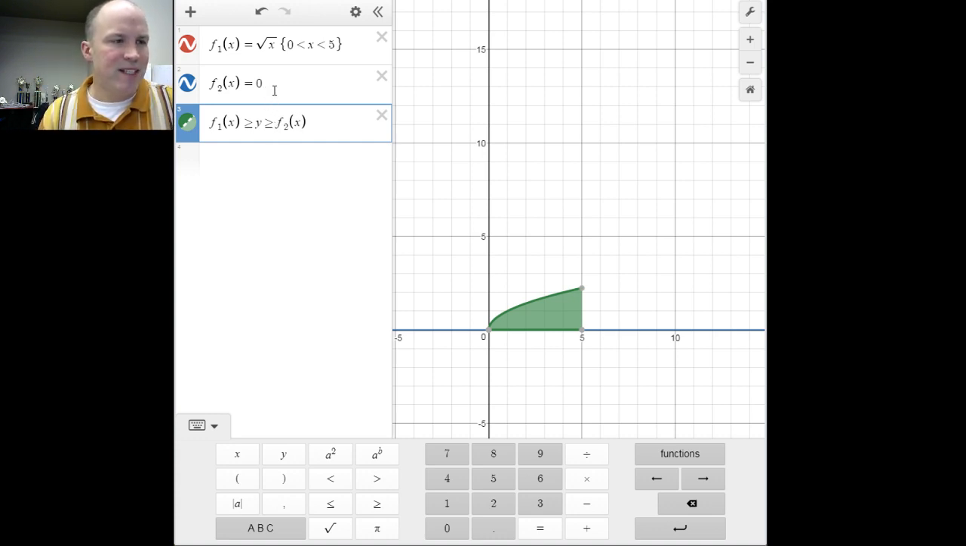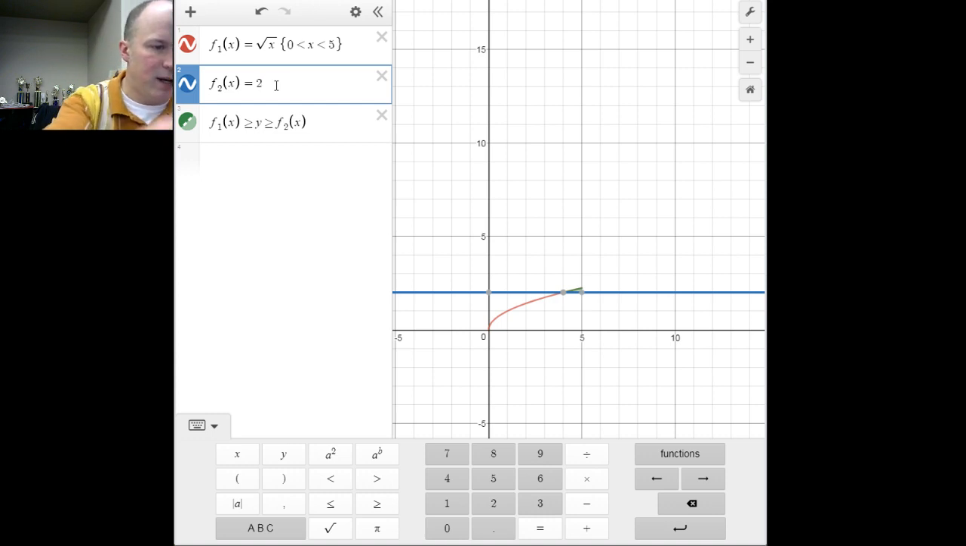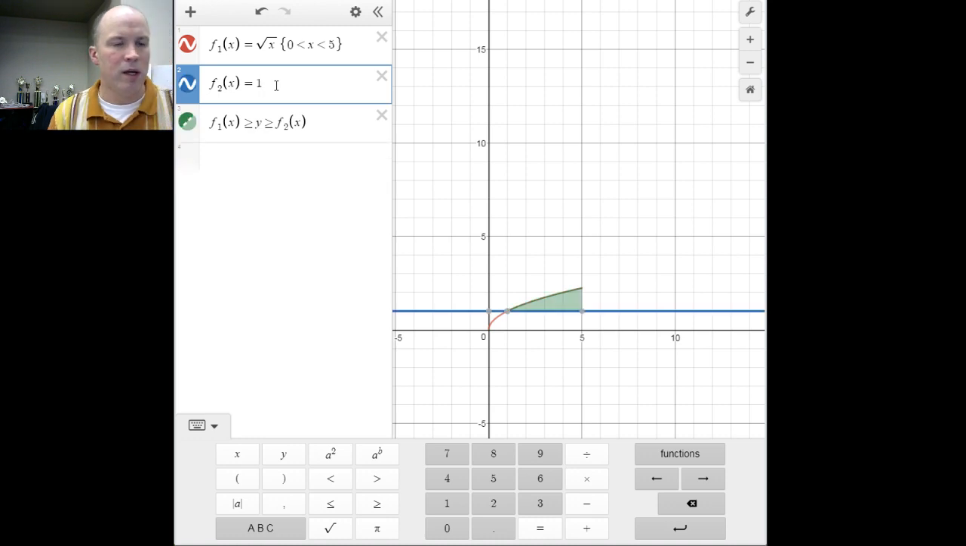And how this is handy is that you could quickly change things like f2. You could change it to 2, and then it only shades in between 2 and that square root 5. That's unexciting. What if I put it as a 1? There you go. So then it shades in between 1 and the graph. Okay, that is how you graph inequalities and provide shading in between graphs. You can do this with multiple graphs. It doesn't just have to be 2 of them.